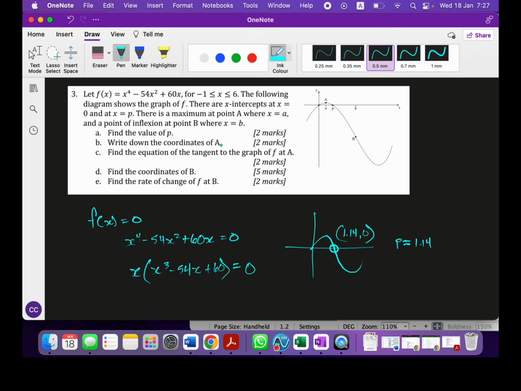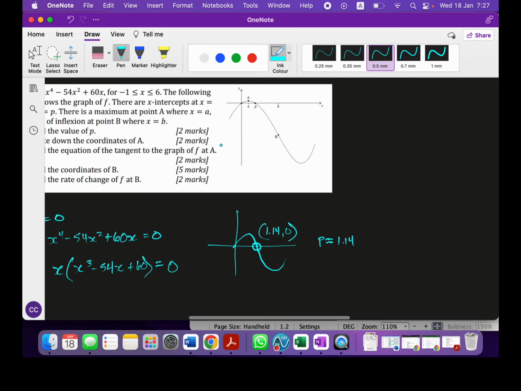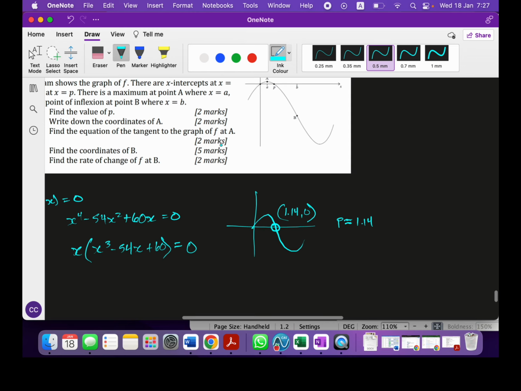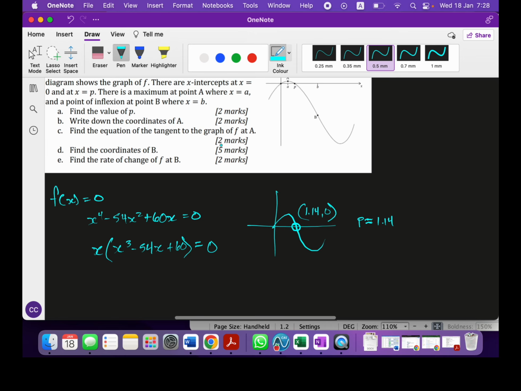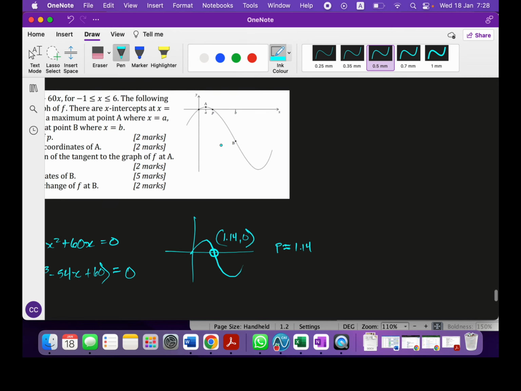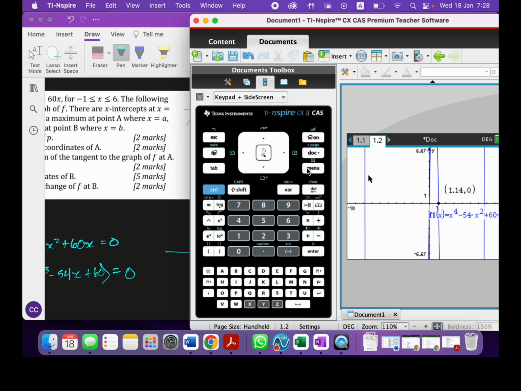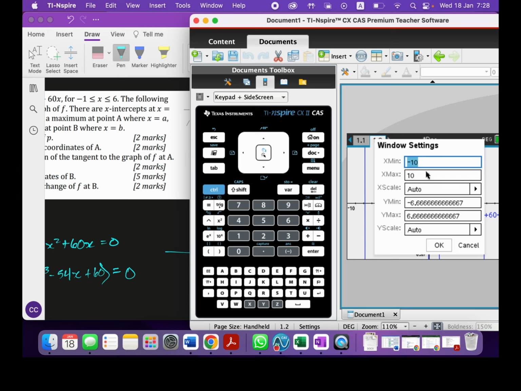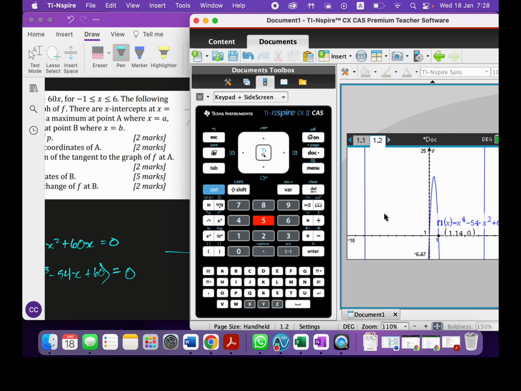Next, it wants you to find the coordinates of A. Again, you have options here. Option number 1 is to try to do this analytically, but you'll get another cubic. While we could totally do that using differential calculus, let's just go back to our graph and zoom this way out. Actually, I'm just going to switch my window settings. I have no idea how high this goes, so I'm going to start with 25 and see if I get to it. Lo and behold, I do.